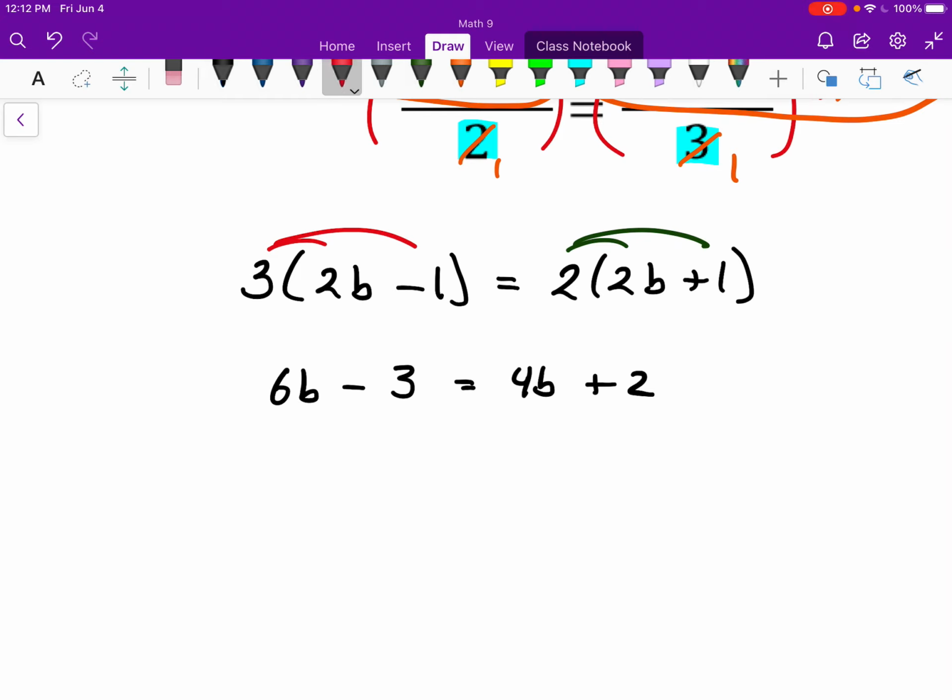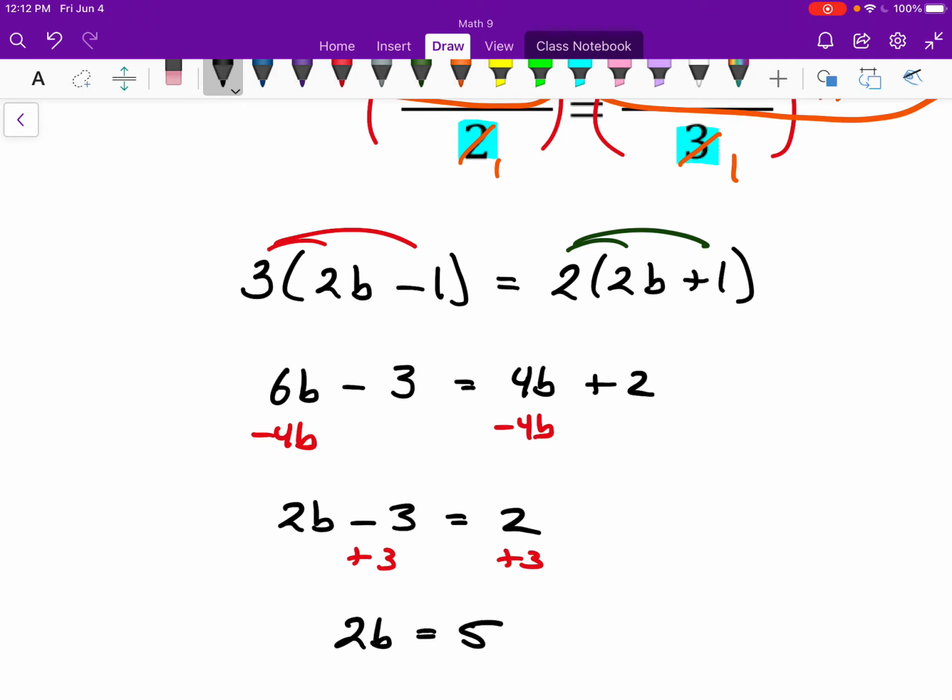I always recommend canceling with the smaller. In this case, the 4b is smaller, so I'm going to subtract 4b from both sides. So I have 2b minus 3 on the left-hand side and just 2 on the right-hand side. I now am going to add 3 to both sides. Notice each step it gets simpler and simpler looking.